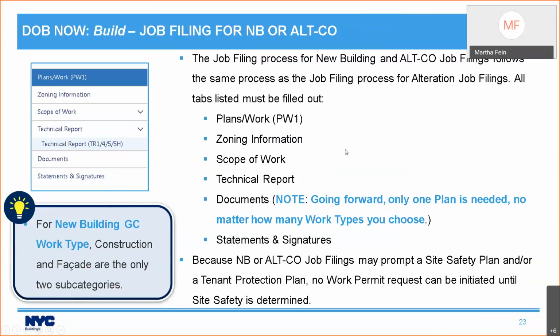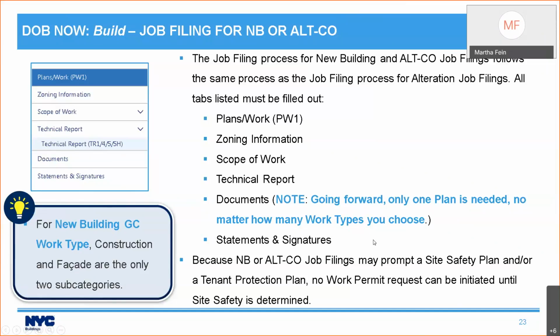And you'll also fill out your zoning information, and we'll talk a bit more about that in a sec, the scope of work, the technical reports, and the documents. There is a change to documents, and this is a change that I think you're going to like. Going forward, only one plan needs to be uploaded. No matter how many work types you choose, you no longer need to upload a separate plan for each work type. And this will be as of Monday. So that should make life a little easier.